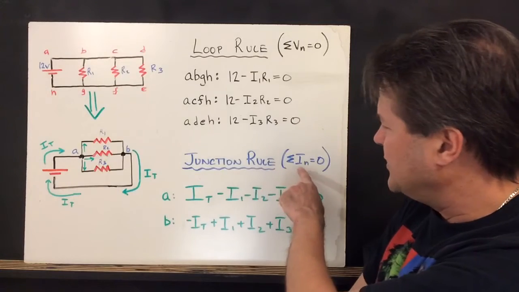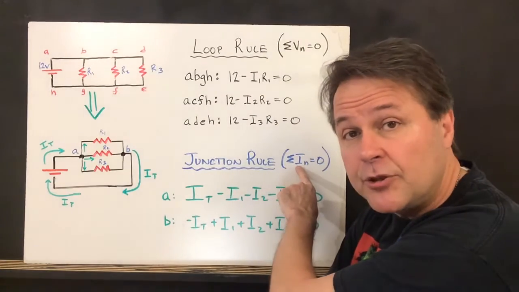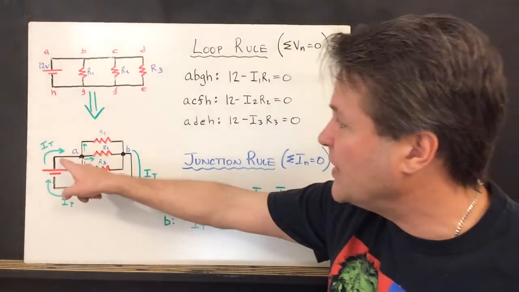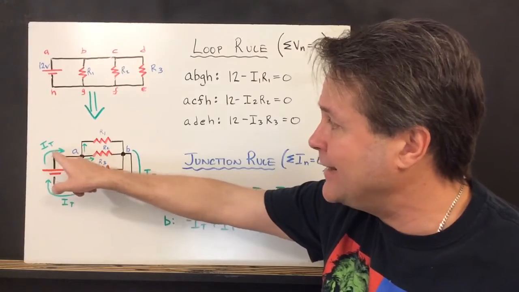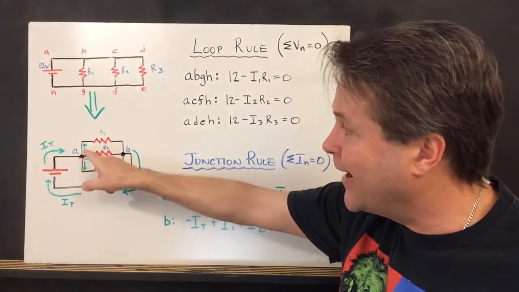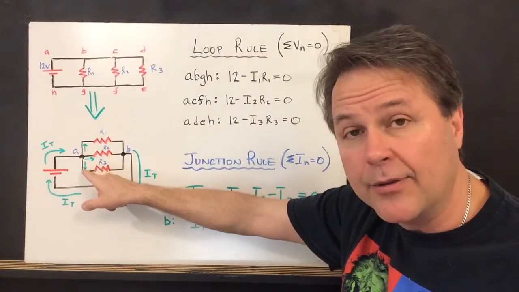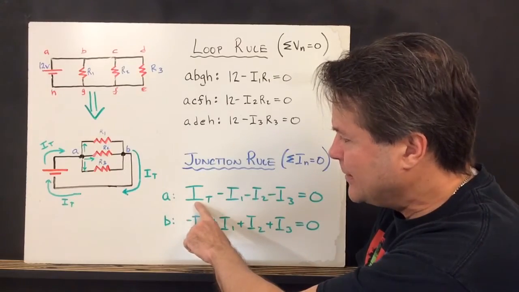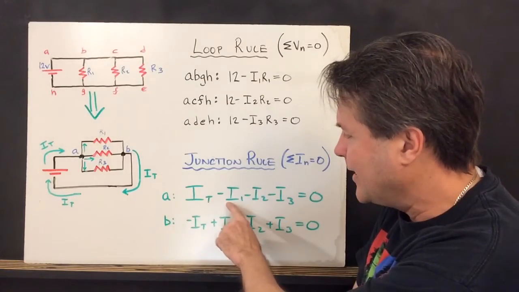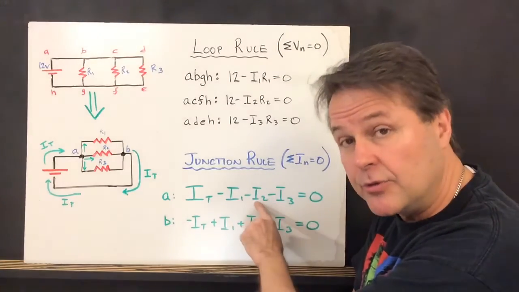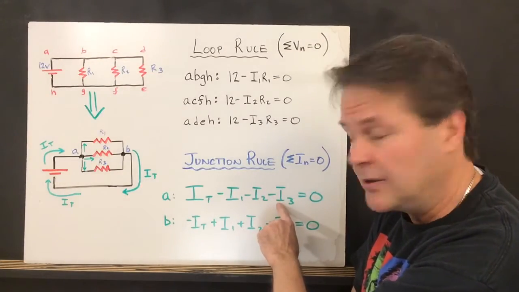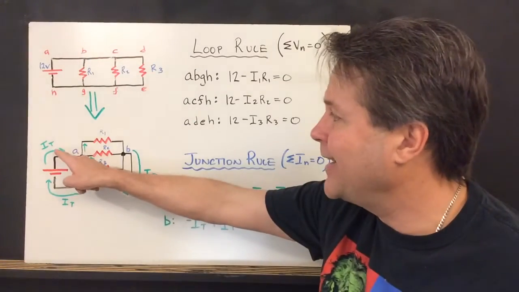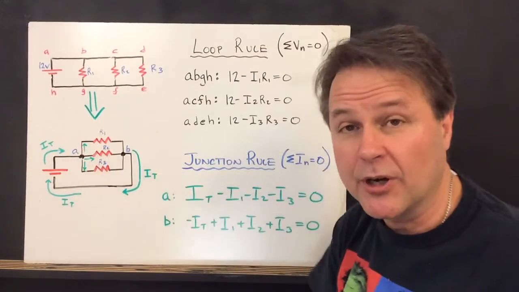The junction rule says that all of the current that comes in and out of a junction must add up to 0. So we see at junction A, IT comes into junction A, and I1, I2, and I3 leave junction A. So for junction A, IT comes in, that's why it's positive, minus I1, which is leaving, minus I2, leaving, and minus I3, which is also leaving. These 4 currents must add up to 0. In other words, IT is equal to the sum of these 3 currents.